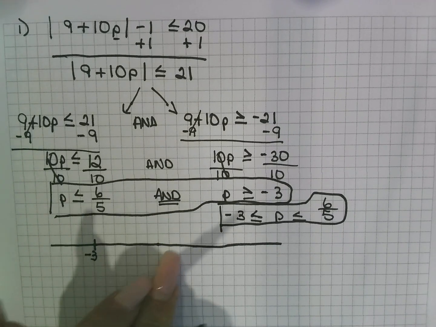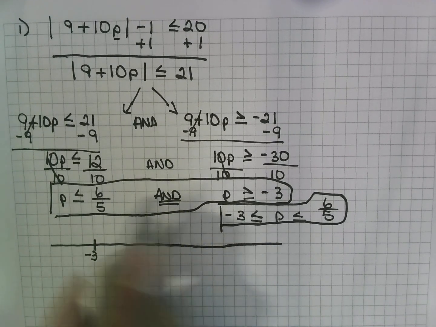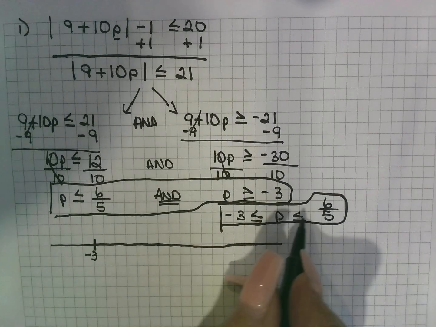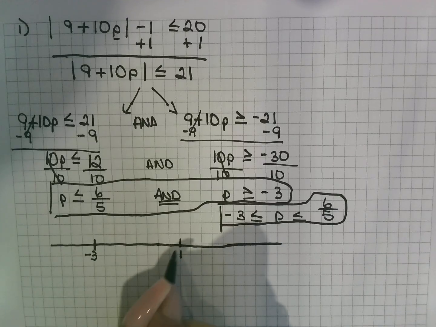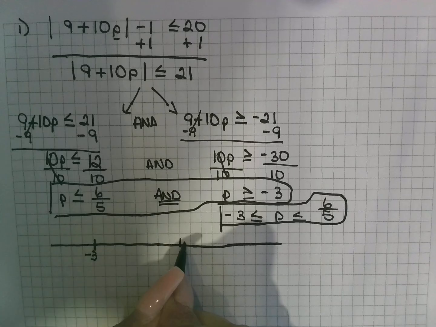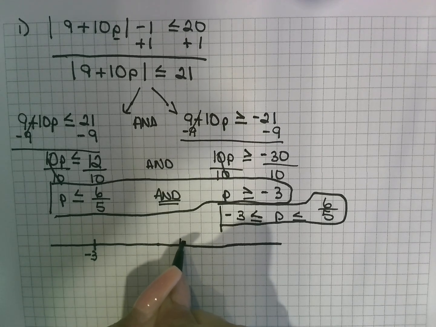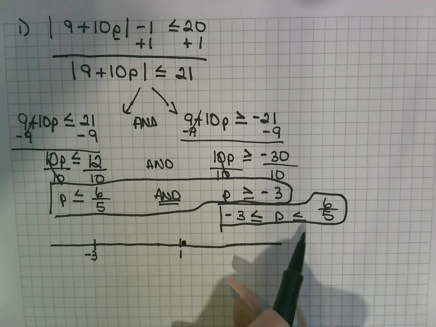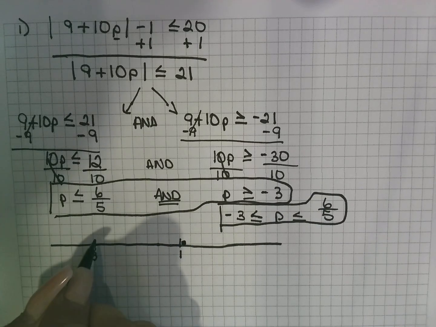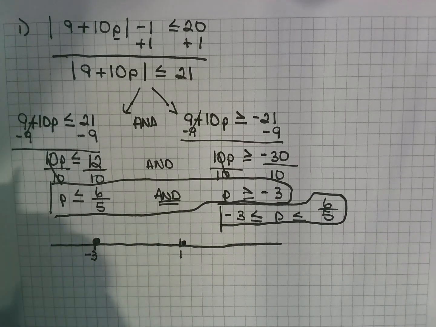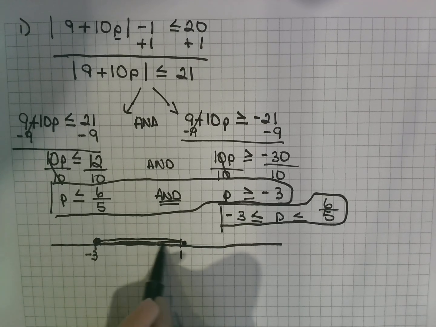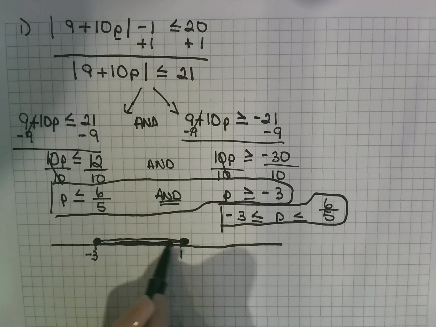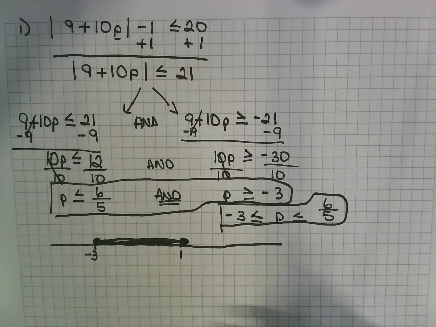Okay? So let's go ahead and just put a negative 3. I'm not going to count the different squares. I'm just going to put it more or less where it goes. 6/5 is 1 and 1/5, so it's going to be a little bit past 1, so right around here. All right, and it is including 6/5 and negative 3 also, and it is everything in between. Okay, so that's close enough.